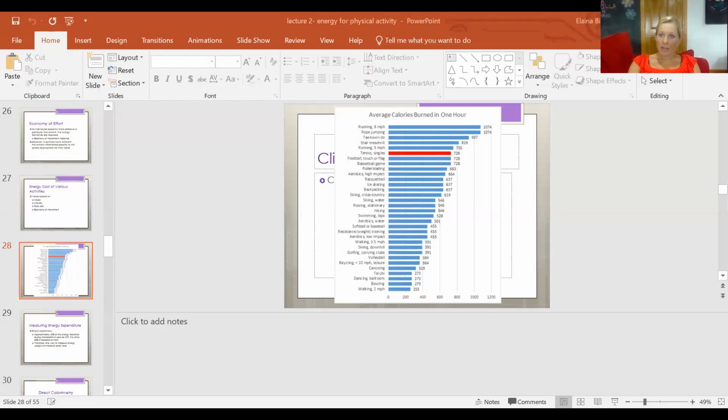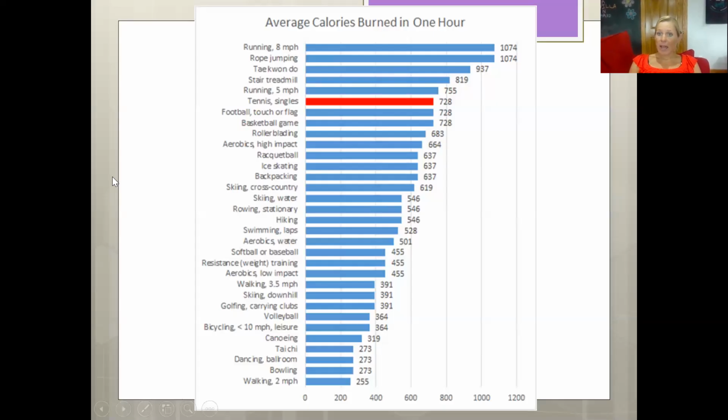We are continuing our conversation as it relates to energy expenditure. Thus far, we have talked about the energy systems as well as the mechanisms by which we utilize energy. Next, we're going to take a look at the ways in which we can measure energy expenditure.